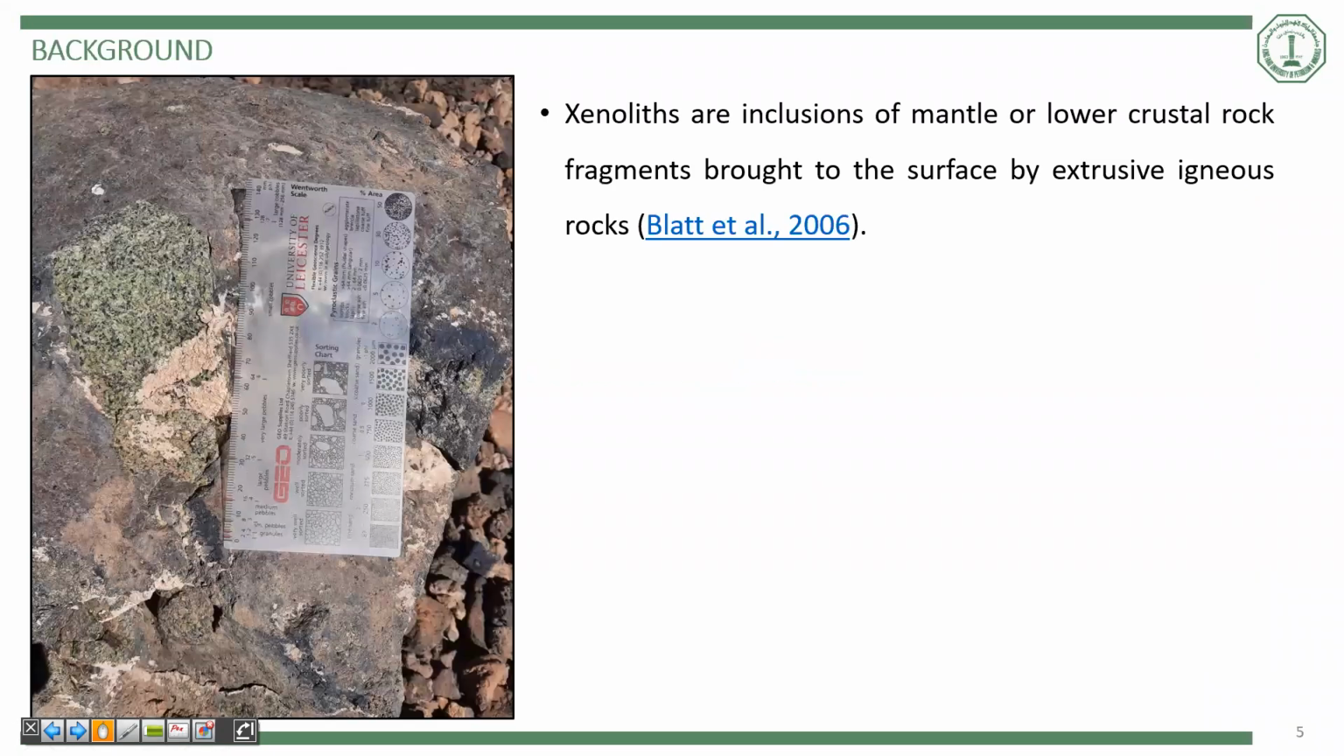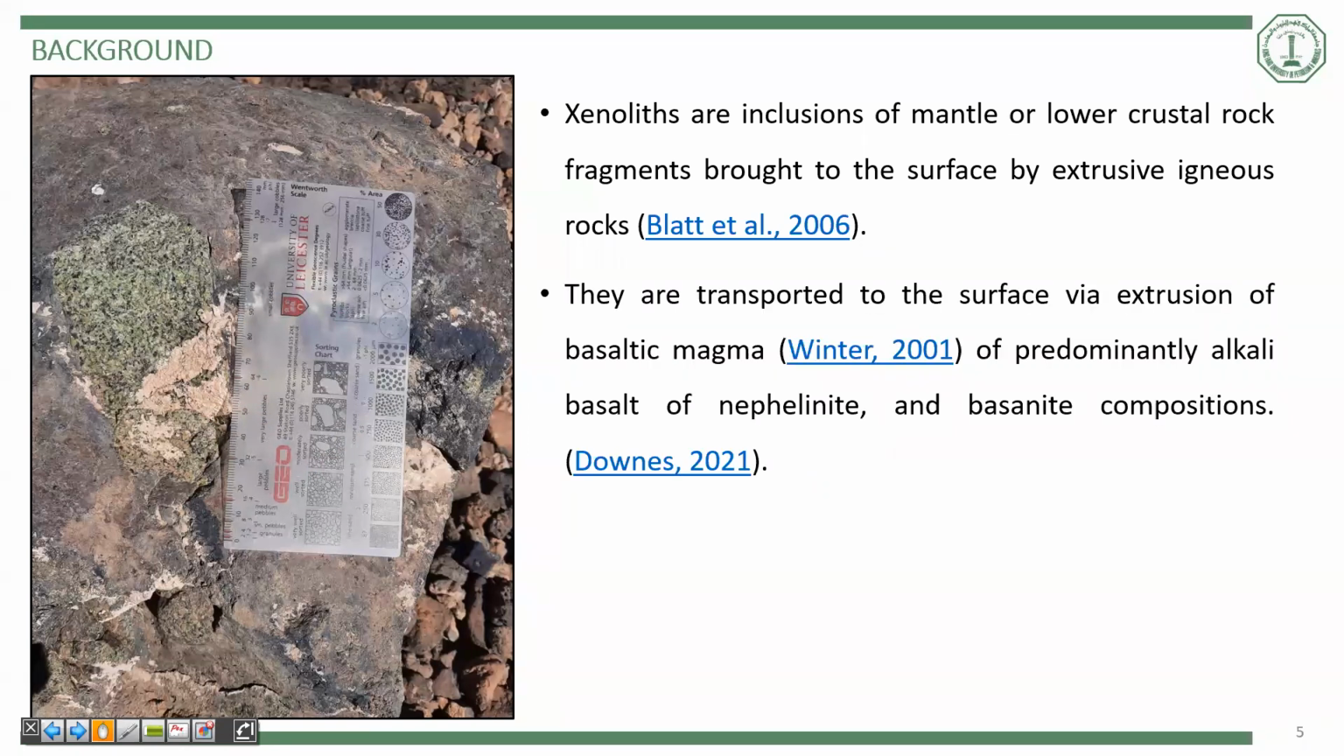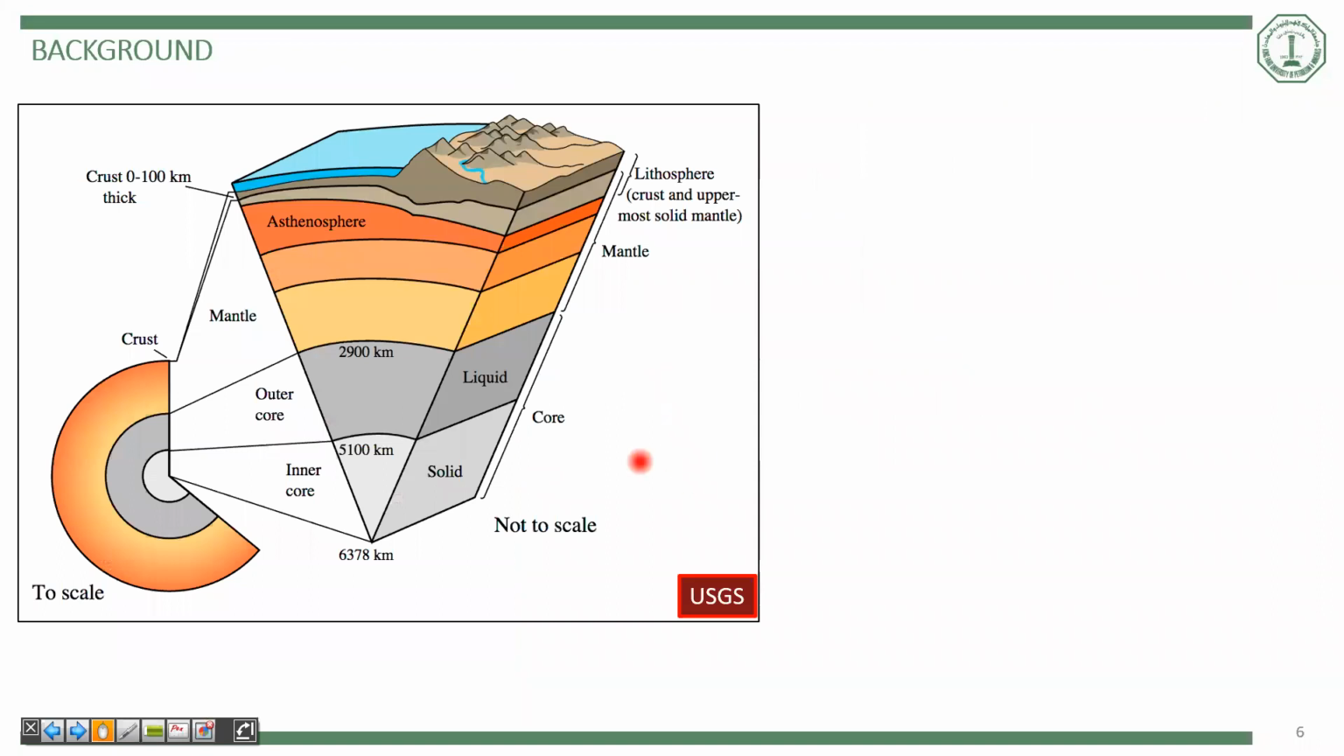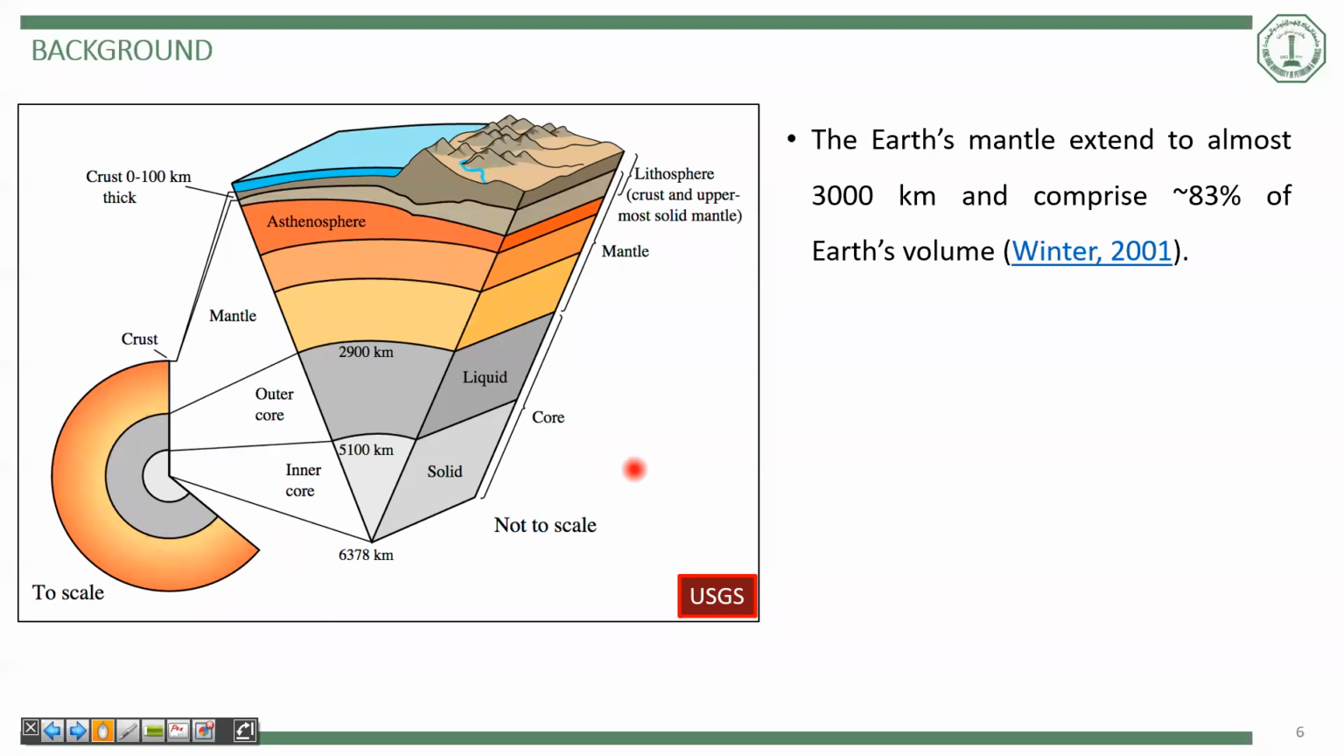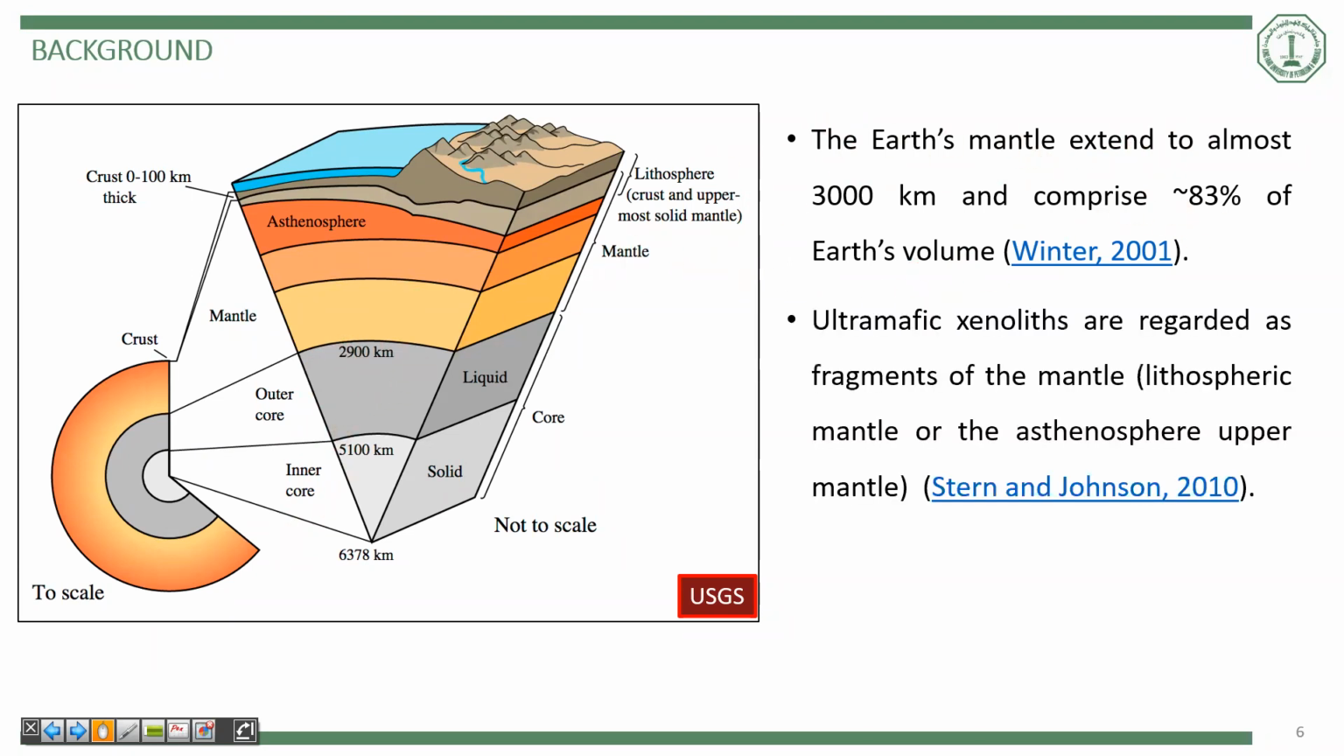Xenoliths are inclusions of mantle or lower crust rock fragments brought to the surface by extrusive igneous rocks, and we can see an example of this in the image to the left. They are transported to the surface via extrusion of basaltic magma of predominantly alkali basalt, of nephelinite and basanite compositions. And here I took a USGS image of the Earth, and we have the interior of the Earth with its layers beneath. And I would like to focus on the mantle. The Earth's mantle extends almost 3,000 kilometers, around here, and comprises approximately 83% of the Earth's volume.